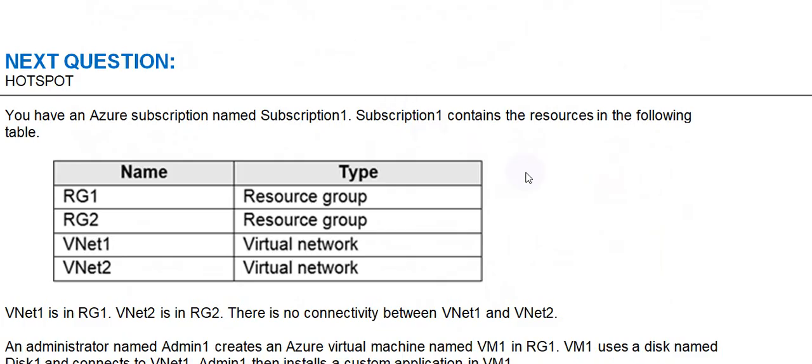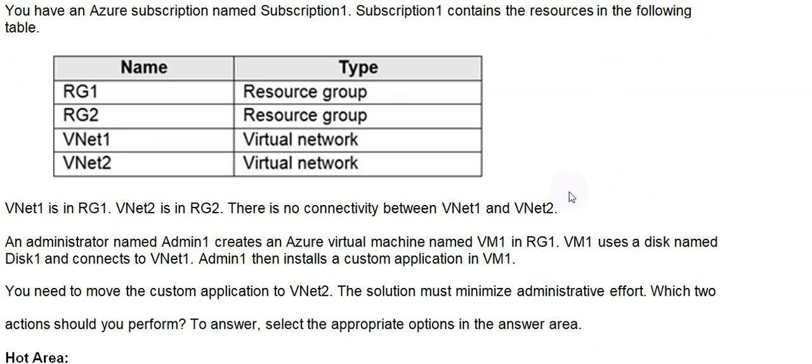Moving to our next question. You have an Azure subscription named Subscription 1. Subscription 1 contains resources shown in the following table: name and type. VNet 1 is in RG1. VNet 2 is in RG2. There is no connectivity between VNet 1 and VNet 2.